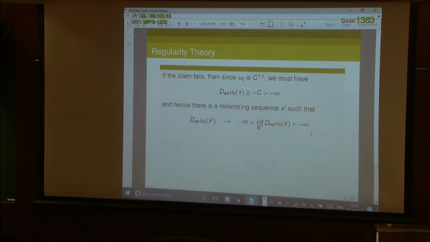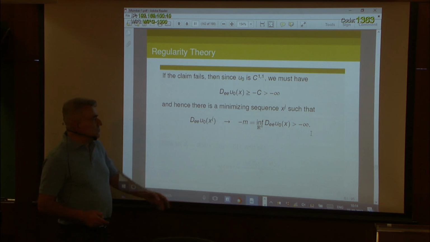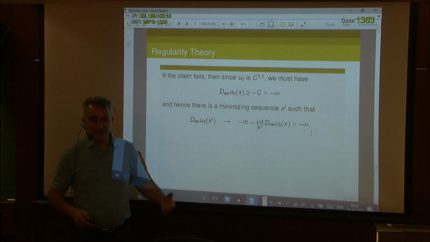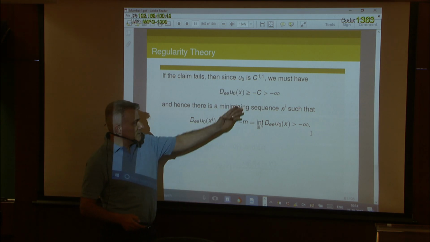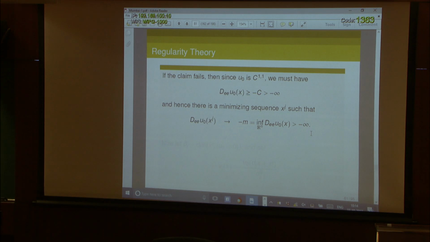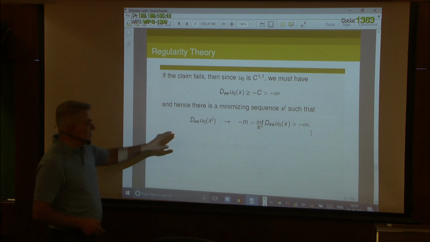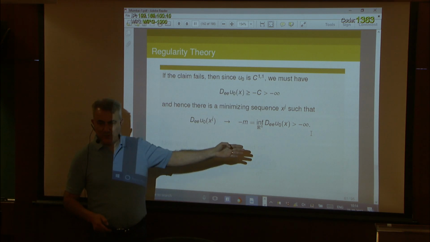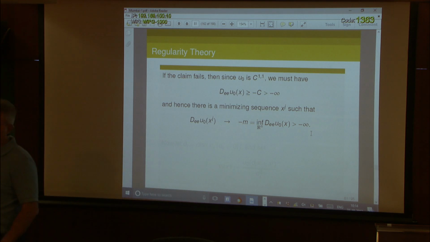Okay, so what we did yesterday, we know already that the second derivative is bounded, let's say bounded from below by a constant minus c. So there is an infimum value for this. The second derivative has an infimum value, we call it minus m. There must be a sequence that converges to the minimum or infimum value.